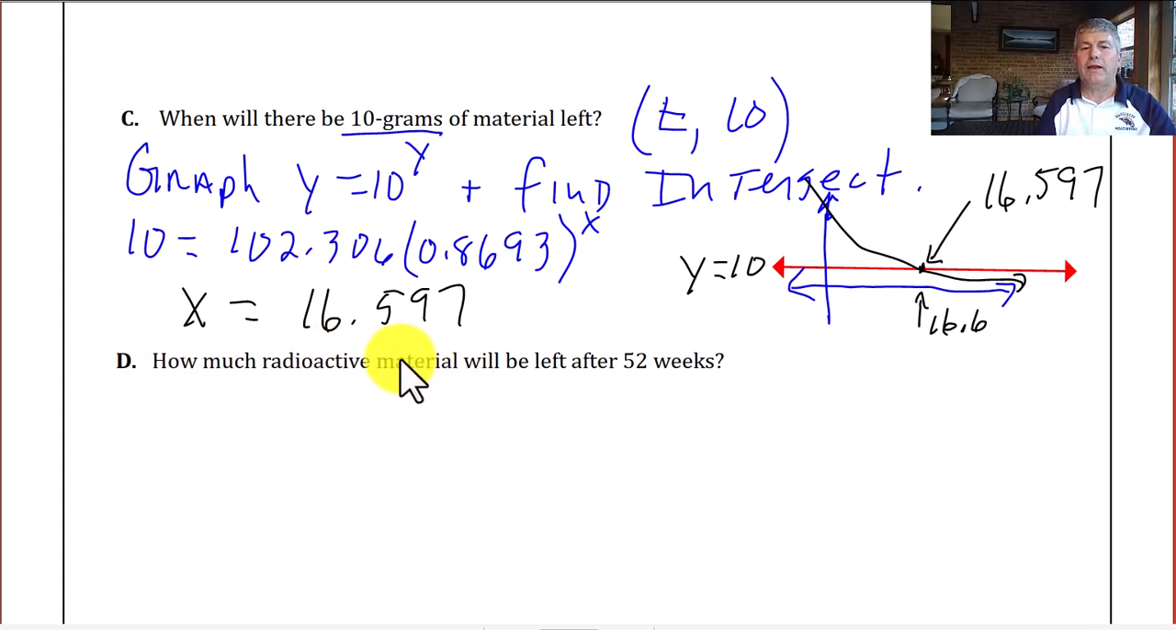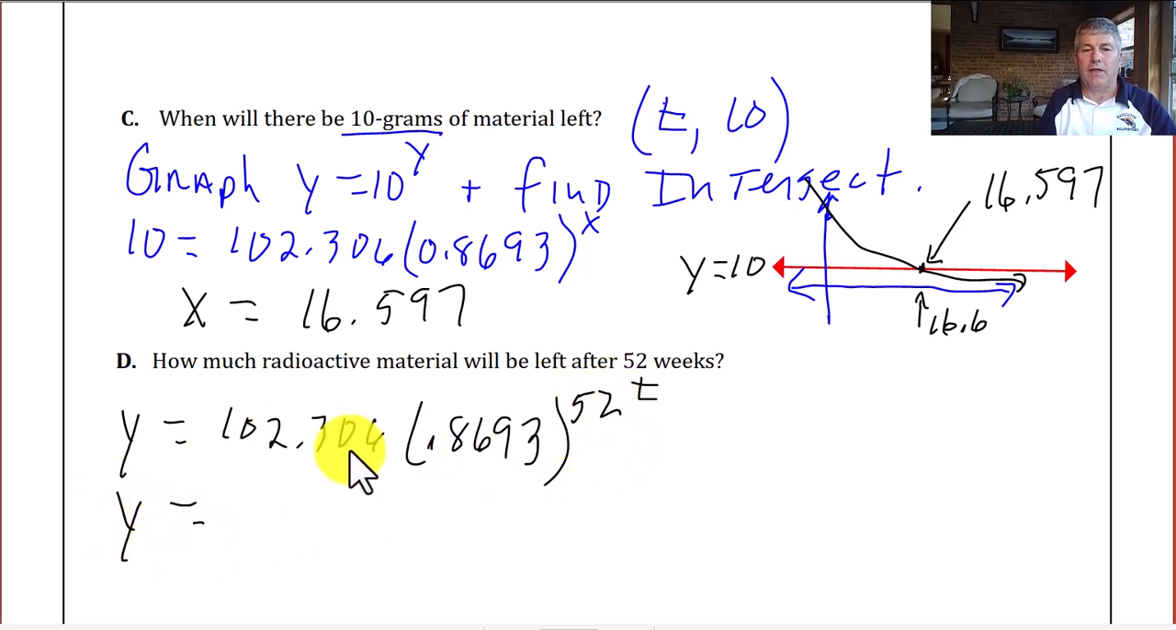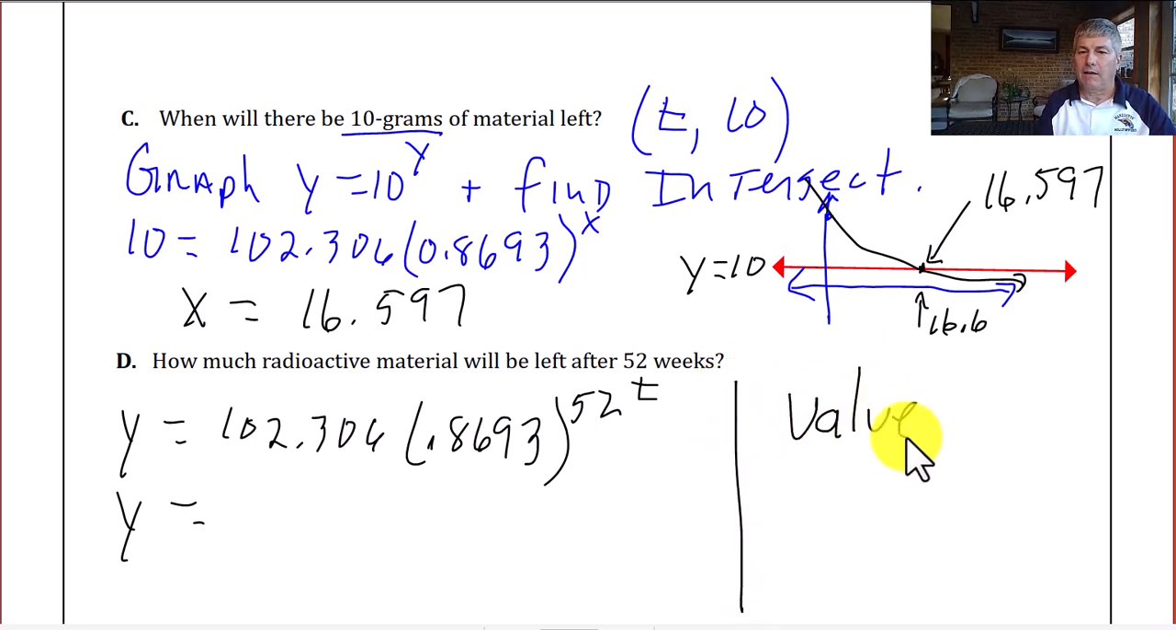Finally, how much radioactive material will be left after 52 weeks? Well, that is a time of 52 weeks, so y equals 102.306 times 0.8693 raised to the 52. I can put that in my calculator and just calculate that, or on our graphing calculator, we can do a value of x equals 52 and just find that out. But keep in mind, our x's have to go to 52 on our graphing calculator.